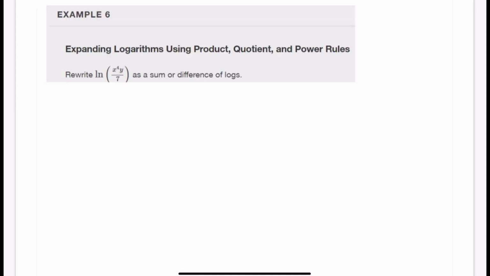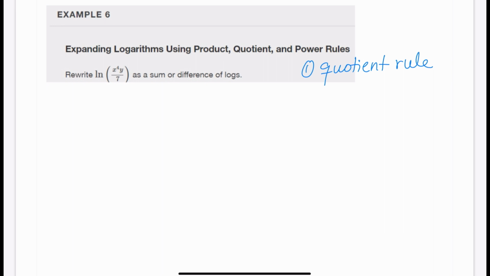Example 6 says expanding logarithms using product, quotient, and power rules. Rewrite natural log of x to the 4th times y over 7 as a sum or difference of logs. First thing we want to apply is going to be the quotient rule. If you see that you are dividing, apply the quotient rule first.